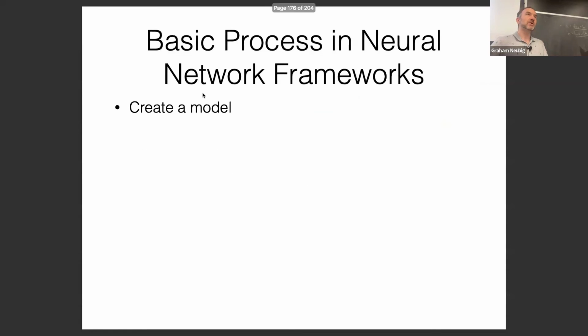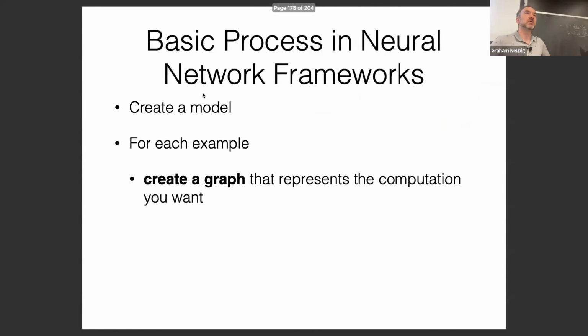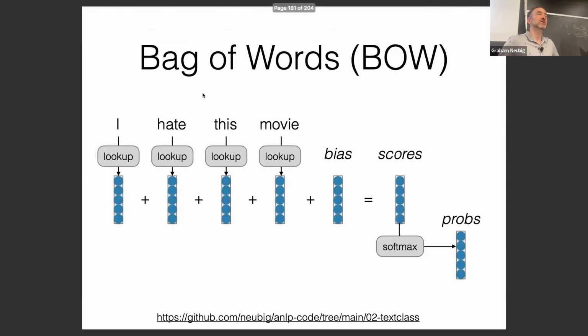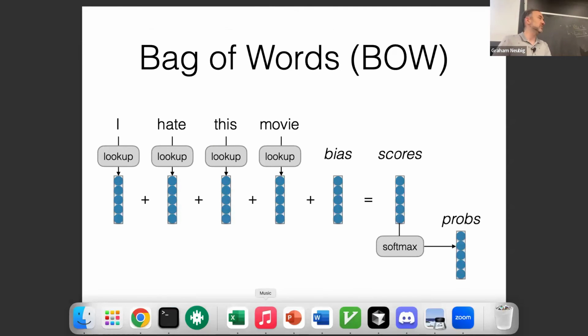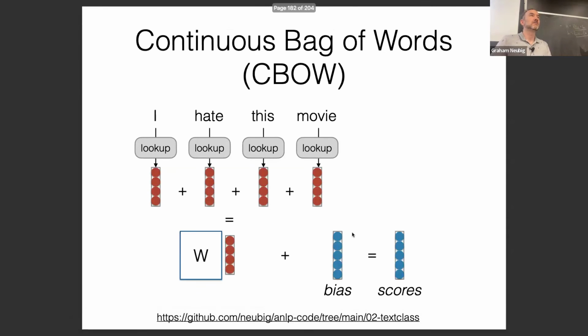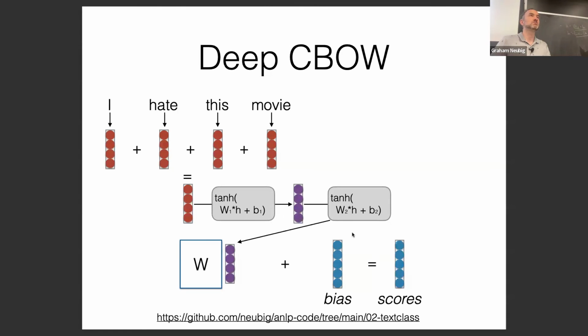So yeah, basically, when you're training a model in a neural network framework, you create a model. For each example, you create a graph that represents the computation that you want, calculate the result of the computation, and if training, perform backprop and update. I have a bunch of examples of doing this in PyTorch. These are intentionally made to be extremely simple examples. They're not programmed in an efficient way, but they're programmed in a very easy to understand way. There's lots of examples of how you can program things in more efficient ways. So this is really bare bones. So we have examples of the bag of words model, the continuous bag of words model, and the deep continuous bag of words model.